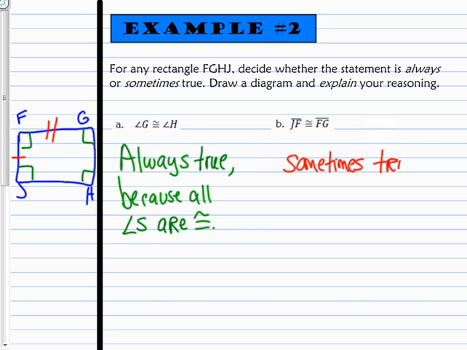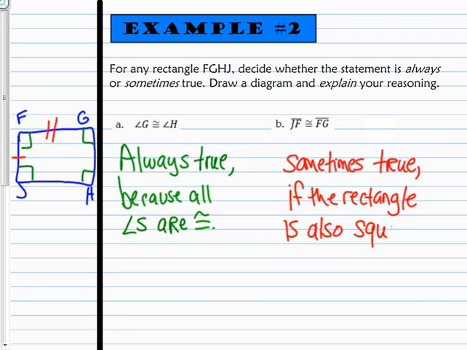And when could JF be congruent to FG? When could that be true? Only if that rectangle was a square. So it's a rectangle, but we do have a type of rectangle. It's called a square. So it's sometimes true if the rectangle is also a square. If the rectangle is not a square, it's just a regular rectangle, then that would not be true. But it could be true if the rectangle is also a square.